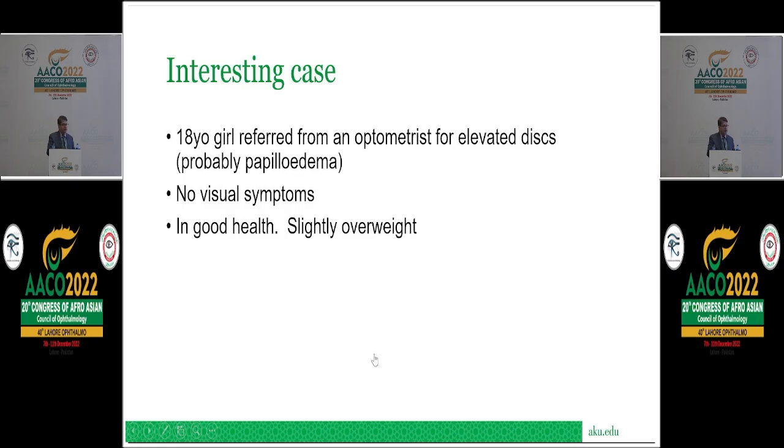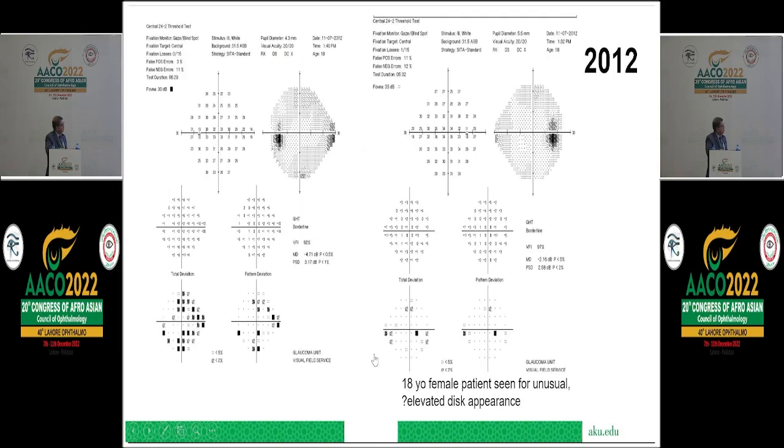Now, this is a very interesting case that I showed one time as part of a visual field workshop, but I want to show it to you because it includes some interesting information which we got through OCT also. So this 18-year-old patient was referred in Canada to me from an optometrist, and the optometrist thought that maybe she has papilledema. And she had no symptoms. She was in good health, a little bit overweight, and this was the visual field.